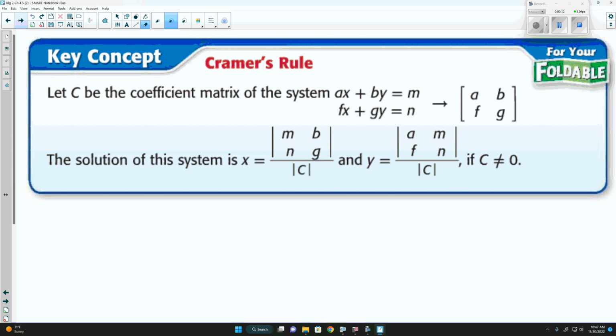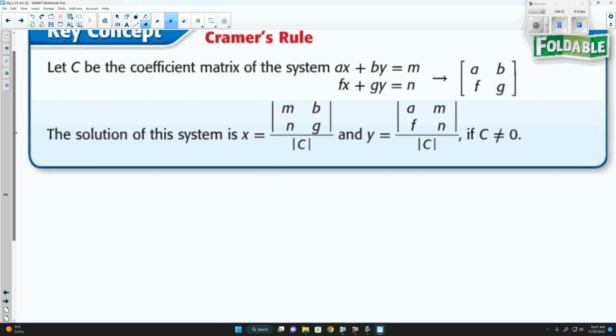What we're looking at today is solving systems of equations using determinants. What we used yesterday, we're going to use those determinants to solve systems of equations. To do that, we're going to set up several different matrices and take determinants of them.